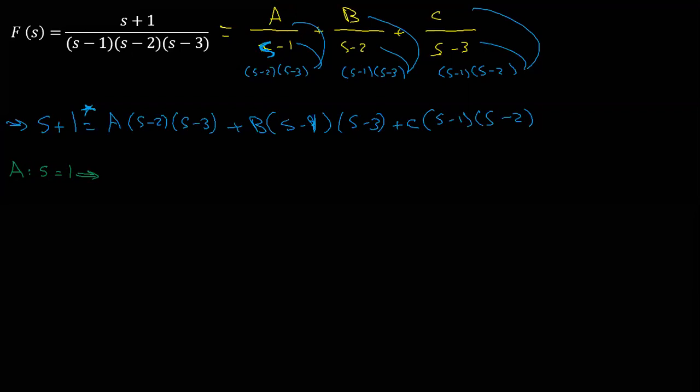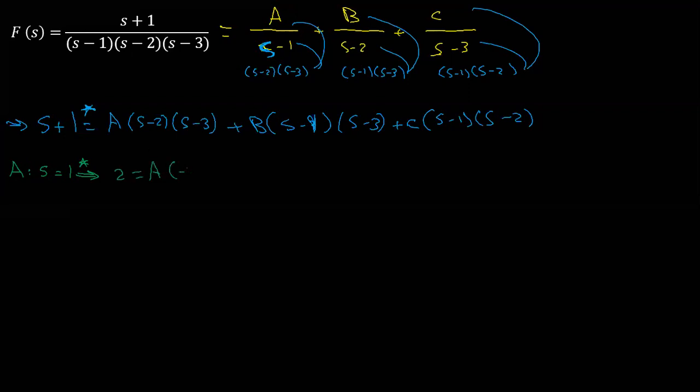Now, if the S is 1 in my equation star: 1 plus 1, it's 2, equal A, bracket 1 minus 2, it's negative 1, times 1 minus 3, it's negative 2, plus B, here 1 minus 1 times anything, it's 0, plus C, 1 minus 1, it's 0. So I cancel out this with this. So that will give me 2 equal negative times negative, so it's negative 2A. So my A is 1. I found the first constant.